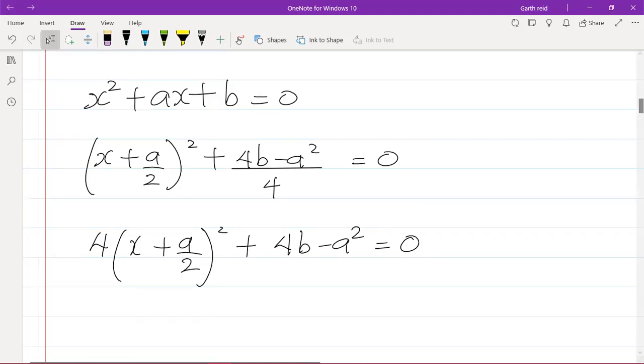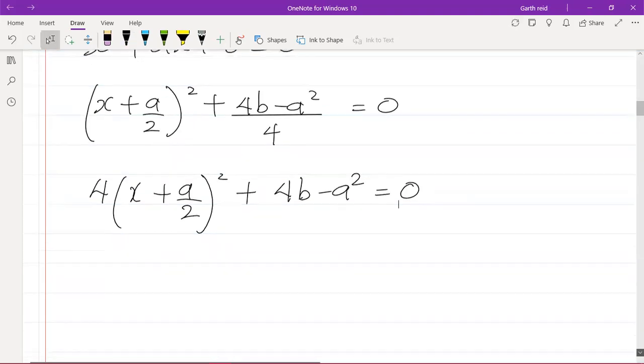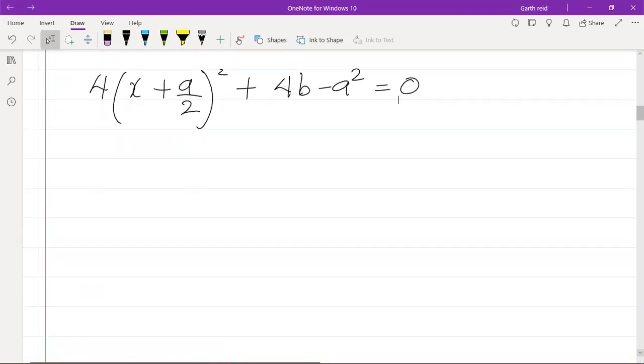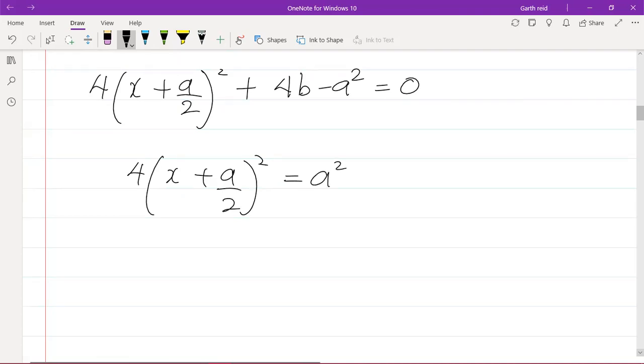Good. So what do I do now? I'm still solving for the value of x. So I'm going to carry this 4b minus a squared to the right-hand side of the equation. So it means that I will have to change the sign, right? So what I will have is 4 times x plus a over 2 all squared is equal to, now if I carry the negative a squared to the right-hand side, it becomes a positive a squared. And if I carry over the positive 4b to the right-hand side of the equation, I will get a negative 4b.